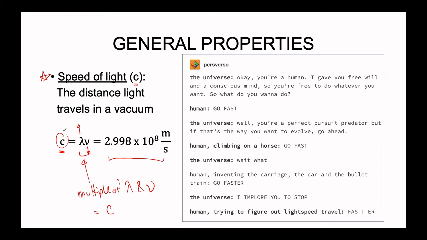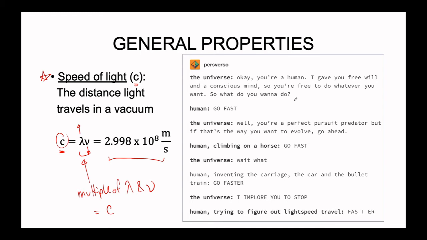Okay, so on the right-hand side, we have a little bit of a joke, a meme that was spread around Tumblr so many years ago when I was actually on Tumblr and in graduate school to pass the time. And I thought it was actually a pretty applicable explanation to not only the speed of light, but also our interest in studying light in the first place. So the universe introduces mankind, says, okay, you're a human. I gave you free will and a conscious mind, so you are free to do whatever you want. What do you want to do? The human says, go fast.